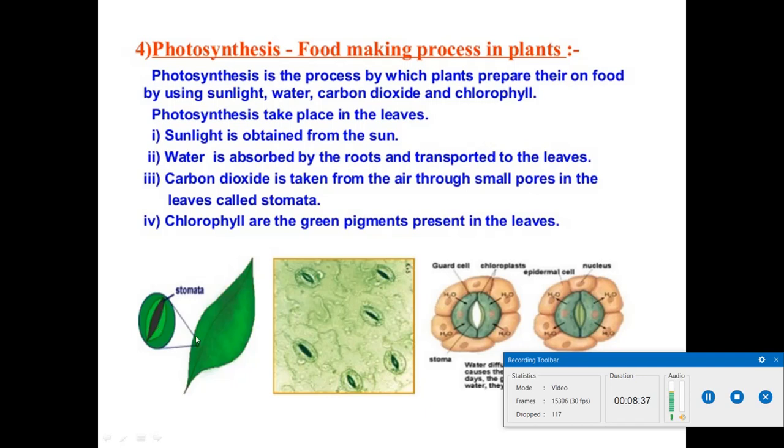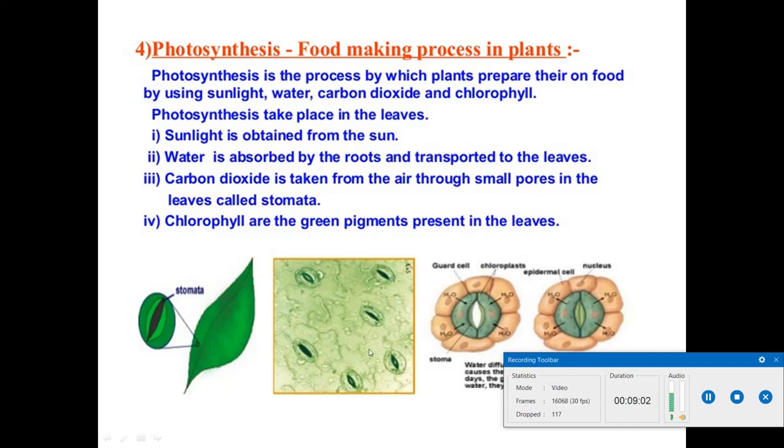As you can observe here, these leaves have small pores which are called stomata. Through these stomata, carbon dioxide enters the leaf and oxygen is given out. It is like a door through which oxygen comes out and carbon dioxide enters the leaves. Chlorophyll is the green pigment present in the leaves.